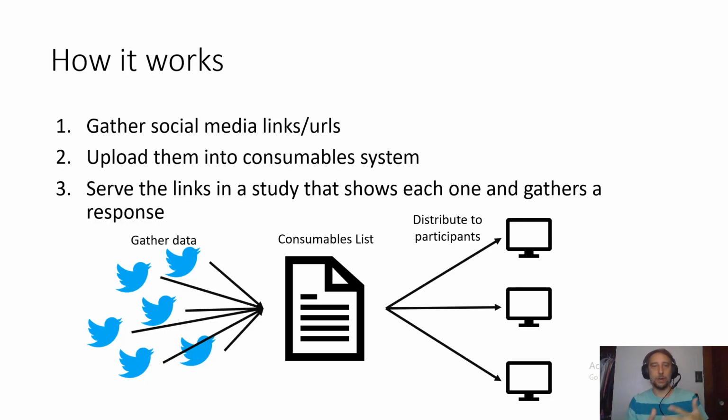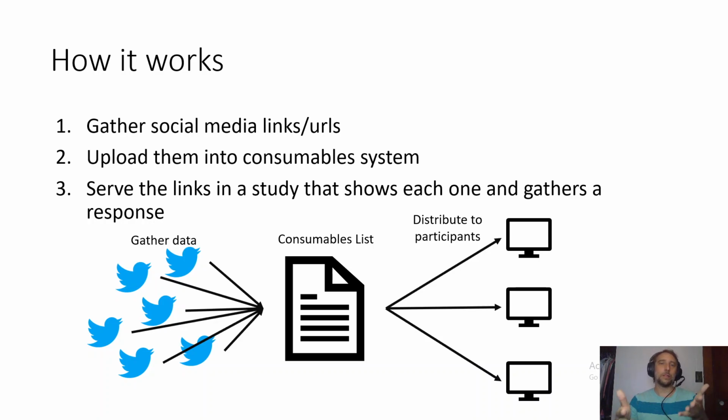The way you do this is, ahead of time, you gather social media links, again, scraping all of them or getting all the tweets from members of Congress. You can use the URLs or just the tweet IDs, however you want to process them. Upload those URLs, links into the consumable system, which I'll show you. And then you can use the consumable system to dole them out randomly. So you say you have 1,000 tweets from members of Congress. The consumable system will allow you to pull 1 or 2 or 10 at a time, depending on how you want to build your study, at random. And then show those 1, 2, 10 tweets to a user.